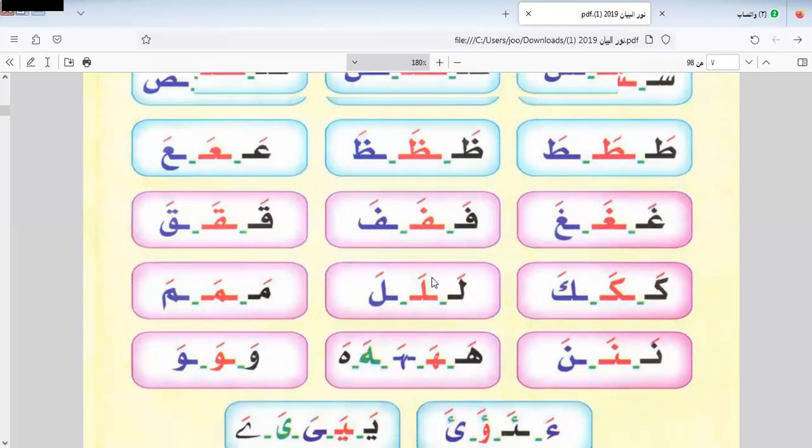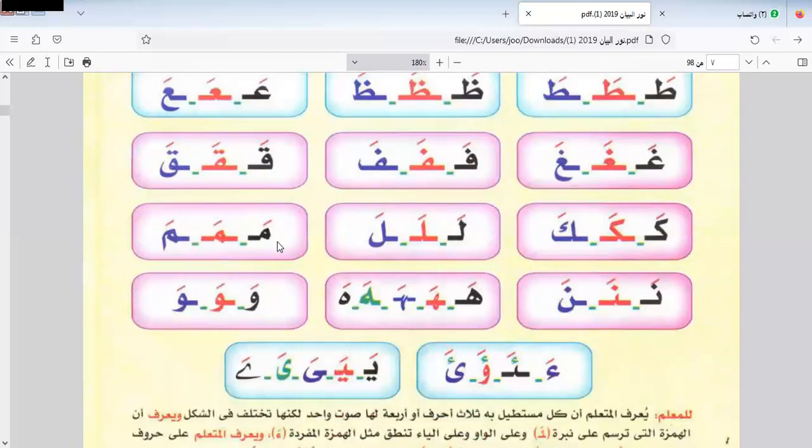La at the beginning, la at the middle, la at the end. Also, this is mim with fatha, ma at the beginning, ma at the middle, ma at the end, and na at the beginning, na at the middle, and na at the end. And na, it's not like that, because with na you can add a letter next to it, but you have to make a space after it like that.